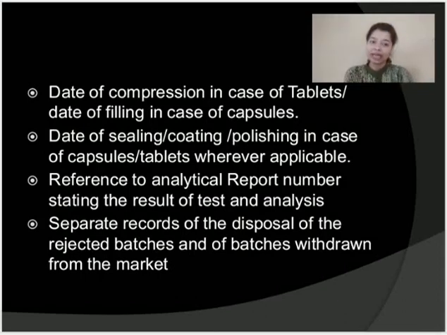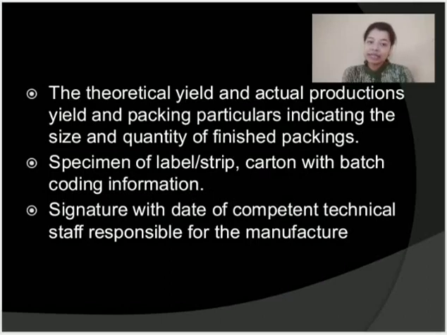Separate record should be kept for the disposal of rejected material, for the disposal of rejected batches and the batches that have been withdrawn from the market. Then theoretical yield and the actual production yield of the product should be mentioned and properly recorded. Then packing particulars indicating the size and quantity of finished packing should be mentioned.